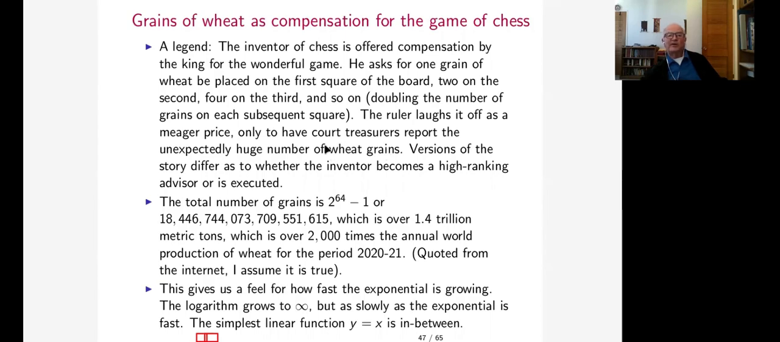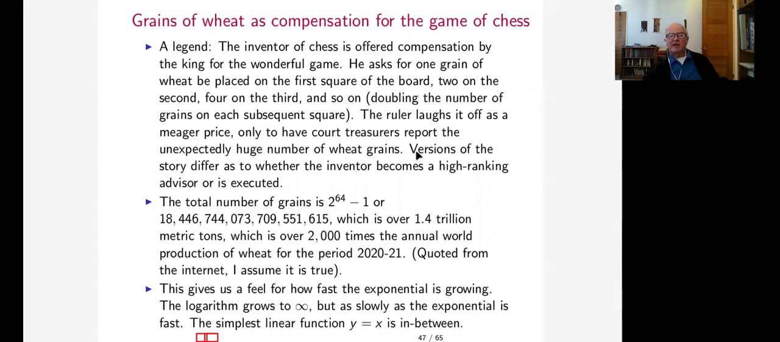Talking of exponential growth, I want to tell this story, the legend: the inventor of chess is offered compensation by the king for this wonderful game of chess. The king says, what would you like to get? And he modestly says, well, just give me one grain of wheat to be placed on the first square of the board, and two grains on the second, and four grains on the third, and so on, doubling the grains and placing the double number of grains on the successive squares of the board. And the king laughs, such a modest, such a cheap prize. And then the court treasurers come and report that the number of grains is so huge that they are all going bankrupt. The legend has different variations.